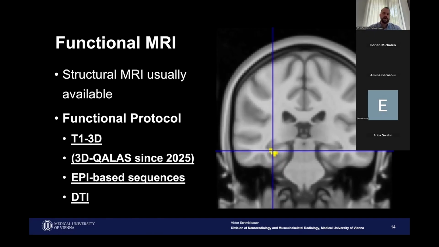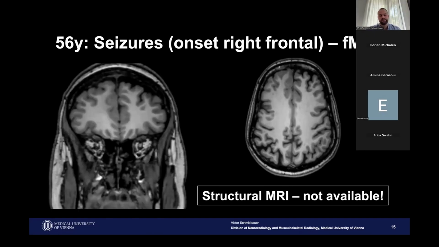So now let's have a look at this case. This is a 56-year-old patient. There are seizures that originate from the right frontal lobe, and functional MRI was requested on the referral. However, in this case, we did not have structural imaging available. Sometimes this happens that we do not have the prior investigation. But it's very important to know where the lesion is, where the activity patterns are.